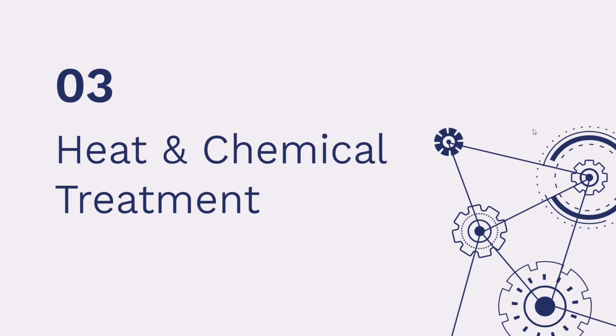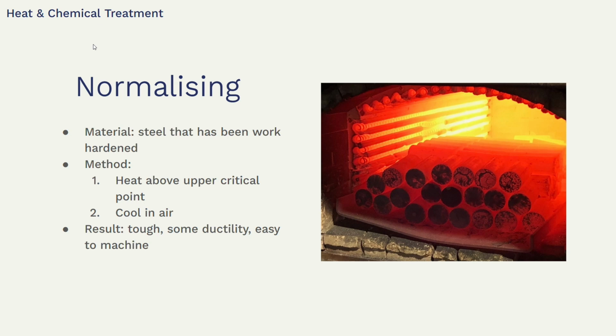Next, we'll talk about some heat and chemical treatment processes. First, we have normalizing. Normalizing is done on steel that has been work hardened. And we do this by heating it above its upper critical point and leaving it to cool in air. The result is a tough and ductile metal that is easy to machine.